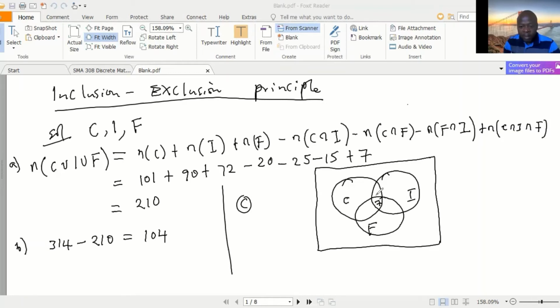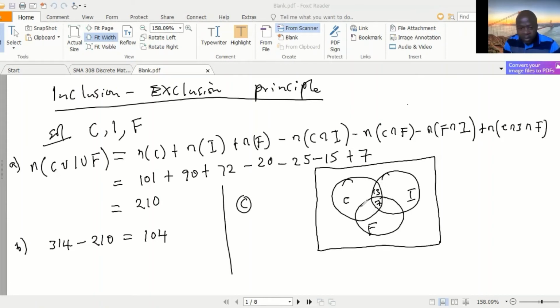Let's now insert those who took at least 2 loans each. So the question says, of those who borrowed, 20 took both car and investment. Car and investment is this intersection, and it represents 20. We already have 7 in this intersection. That means the remaining part is 13.